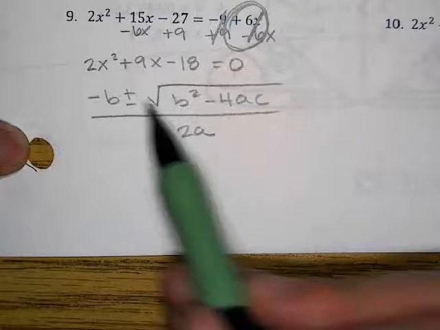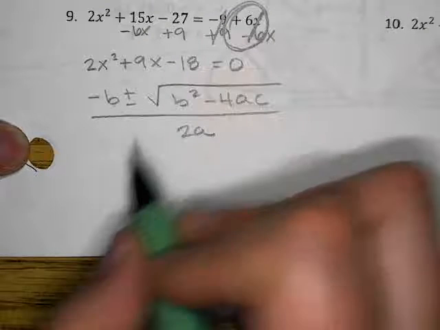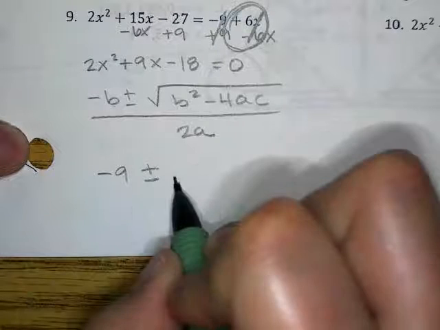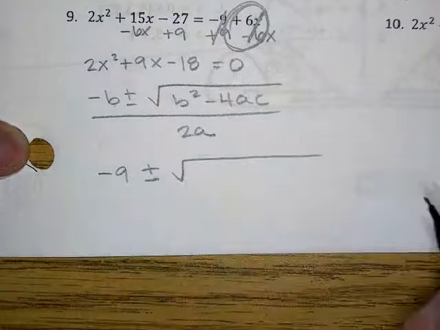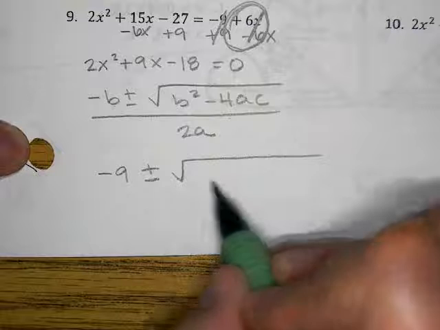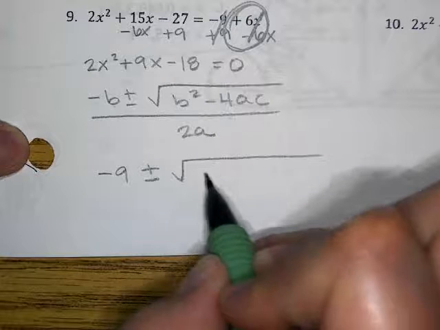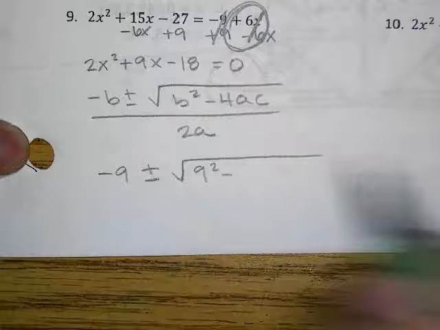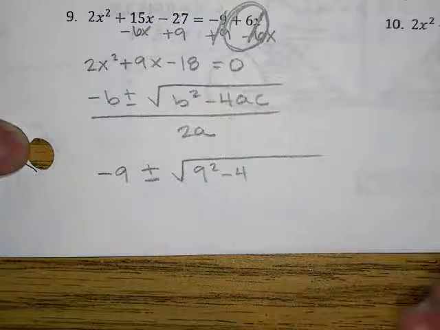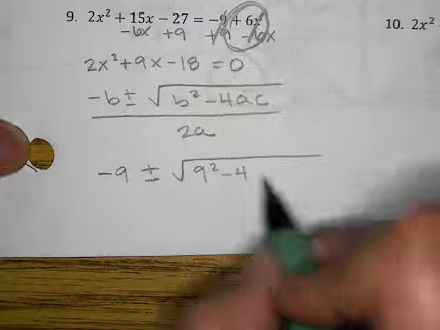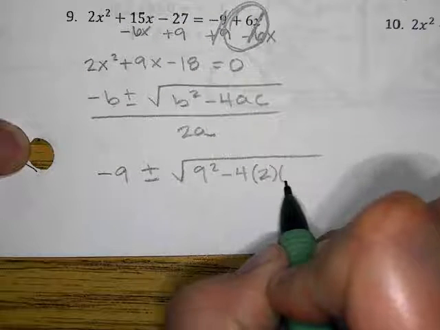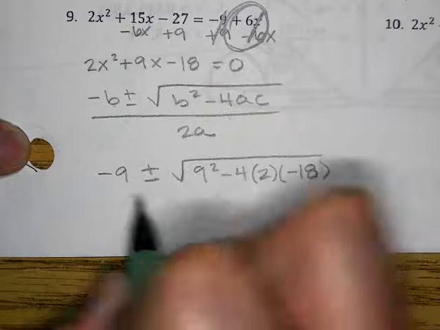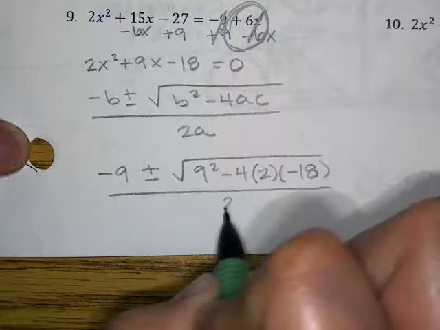So negative b, so what should I write? Negative 9 plus or minus. Okay, and then we've got b squared, so what should I write? 9 squared, okay. Minus 4 times 2 times negative 18, very good. All over 2 times 2.